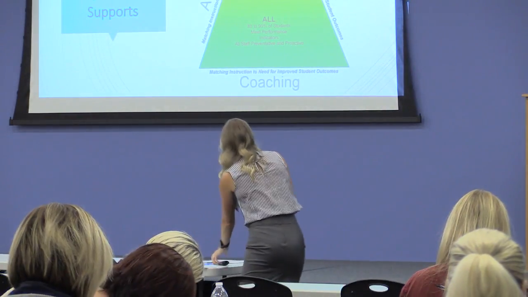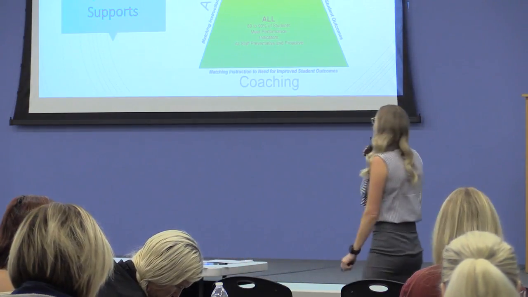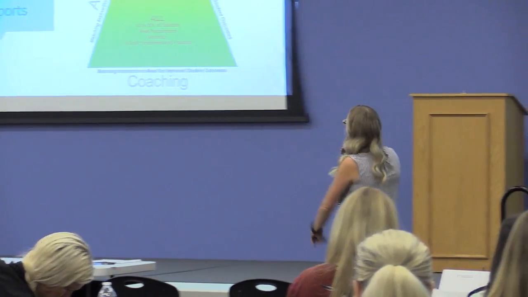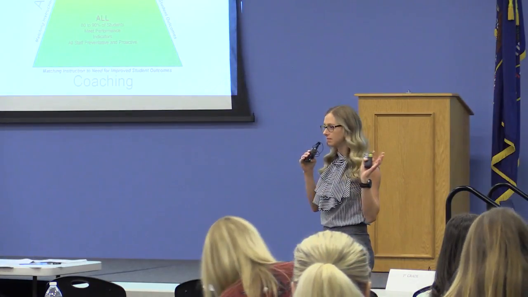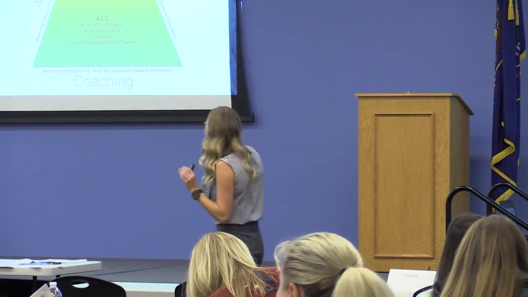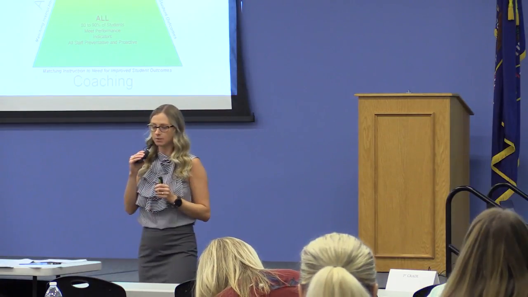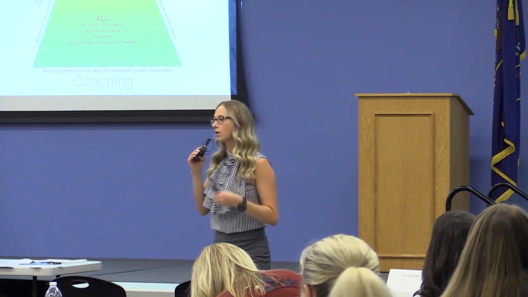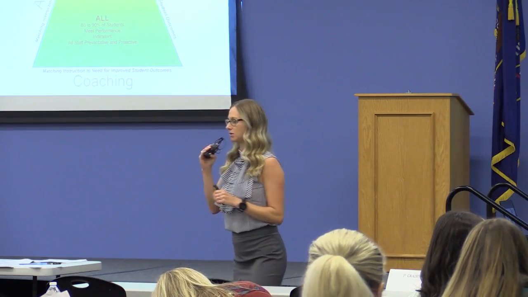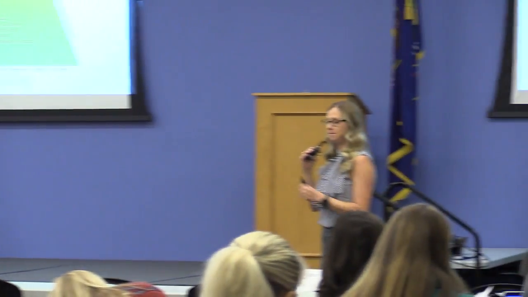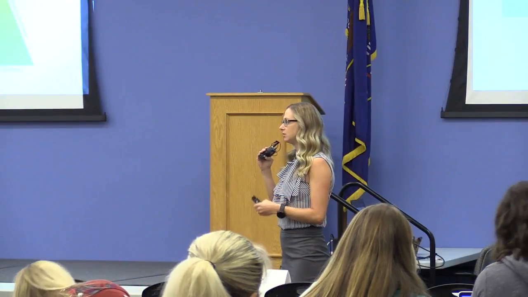When talking about the multi-tiered systems of support, we're thinking about the bottom of the triangle, which in this case is the greenish part. We're talking about the 80 to 90% of students needing core instruction. A strong core instruction model needs to meet the needs of 80% of our students. If it's not meeting 80% of the needs of our students, then we know that there is a core instruction issue.